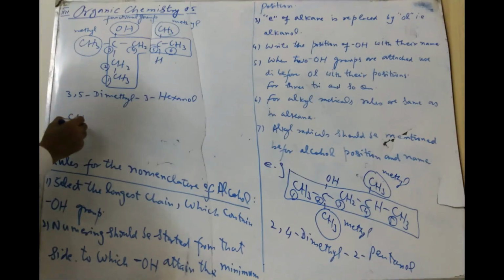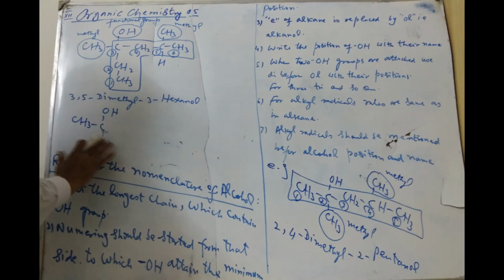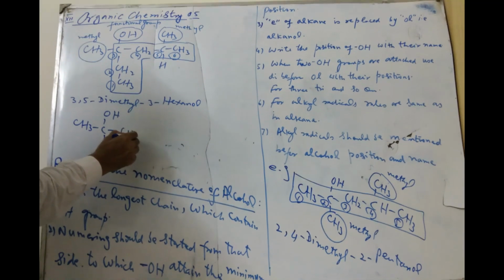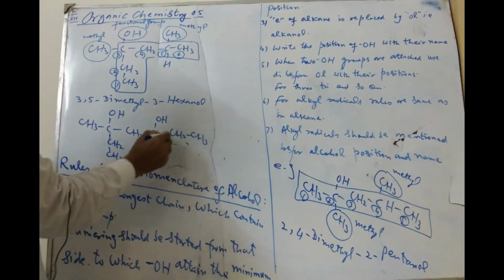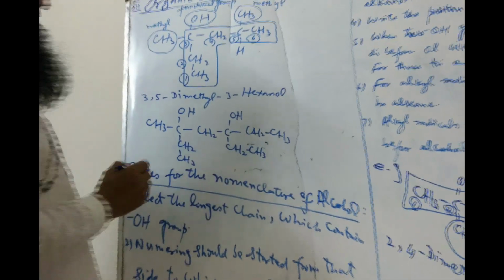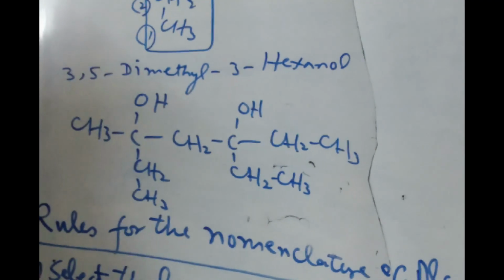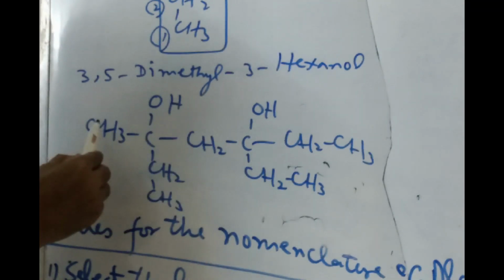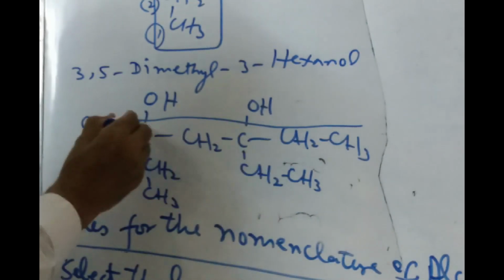Now consider another example. CH3, that is the OH. This is the CH2, CH3, CH2, OH. This is the CH2, CH3, and then again CH2 and CH. Now this is the compound. We want to give the name of this compound. In this case, select the longest chain. 1, 2, 3, 4, 5, 6. 1, 2, 3, 4, 5, 6, 7. So 7 is the longest chain.